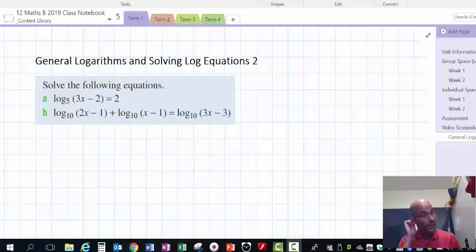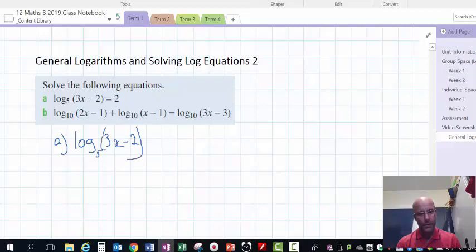Okay, we're looking at our second video on general logarithms and solving log equations. We're going to look at, in particular, two examples to illustrate what we've seen before. And indeed, in the first one, we've got log of 3x minus 2, and that's to base 5 equals 2.